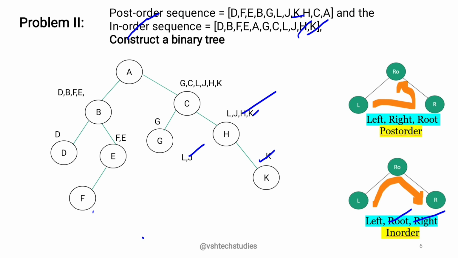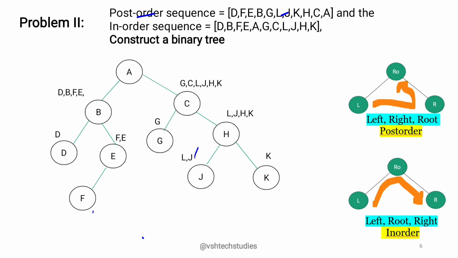of H. Now in L, J, which is the root? To find the root, always go to post order. In L, J here, which is coming last? J is coming last. So J will be the root. So J is made as root, it is the left child of H.